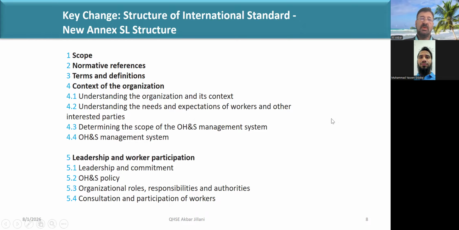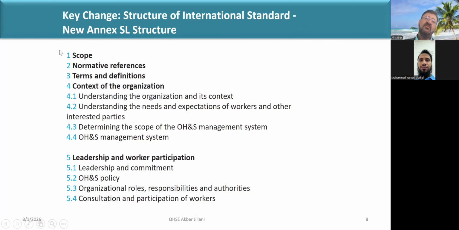So now we will go through this one by one. Now we are coming to class number 1, 2, and 3. Class number 1 is the scope. Before 2015, the scope in all ISO standards was in clause number 1, and normative references in clause number 2, terms and definitions in clause number 3.